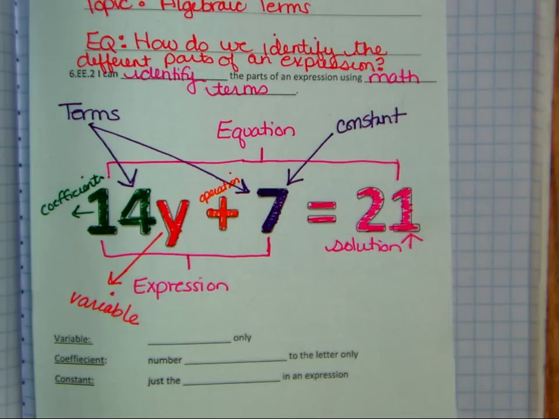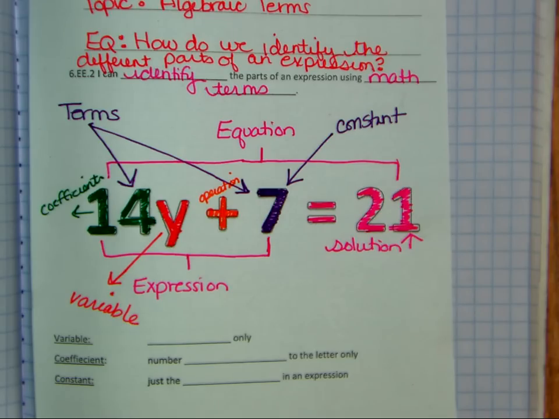So the y is the variable? Correct. So the coefficient and the variable. Terms are either going to be parentheses, coefficients and variables connected, or constants. Those are the three options you have for terms.